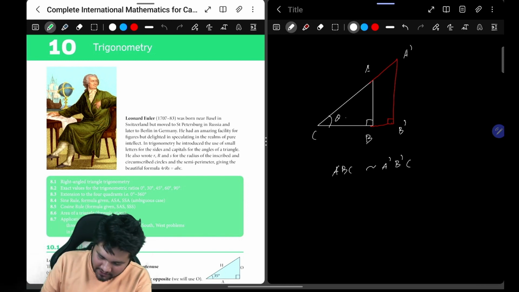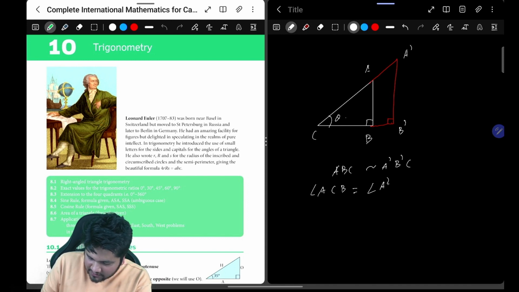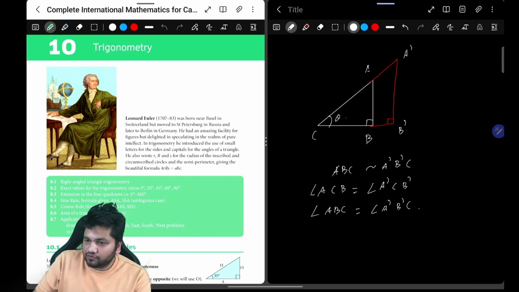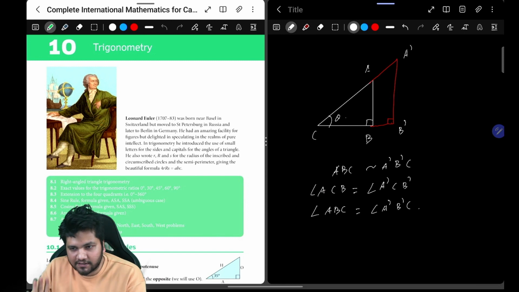Why? Because as you can see, angle ACB is equal to angle A dash CB dash, and also angle ABC is equal to angle A dash B dash C. So those two angles are equal. So obviously the third angle has to be equal. So that's why the two triangles are similar.